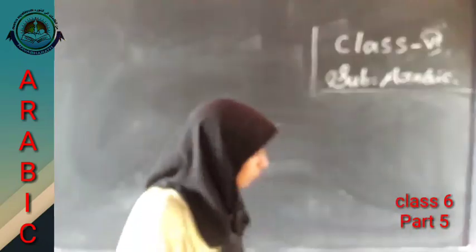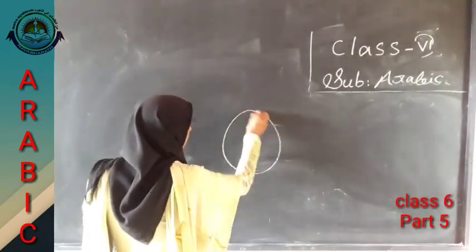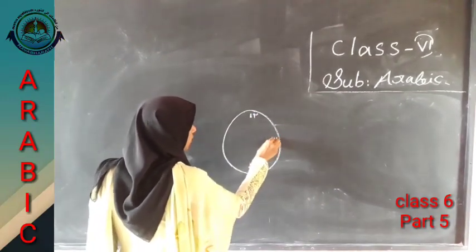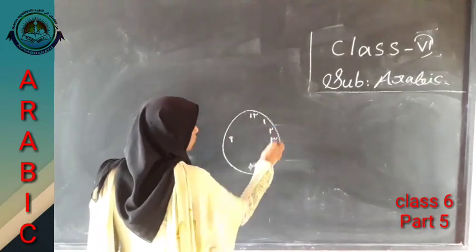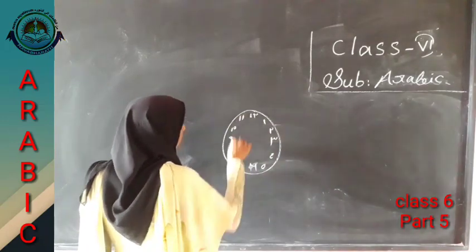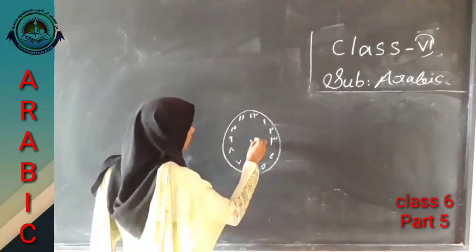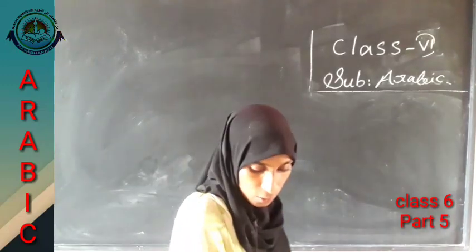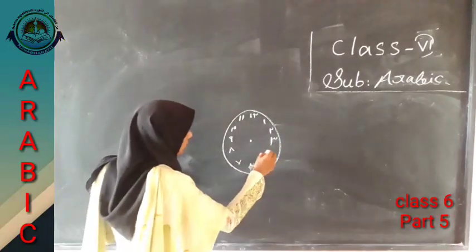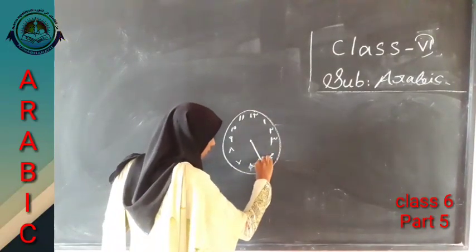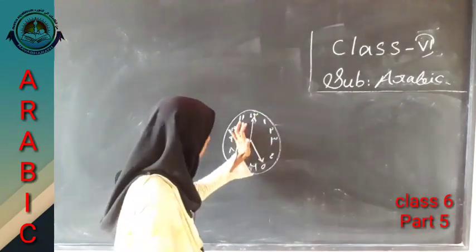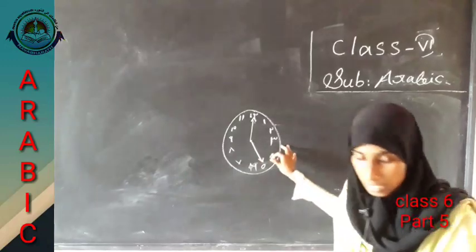Then the needle: 12, 6, 3, 9, 1, 2, 4, 5, 7, 8, 10, 11. First one, astayqilu fi sa'atil khamisa, I wake up at 5 o'clock. Then our hour needle is on 5. Then the minute needle is on 12. Then 5 o'clock. You should do it like this one.